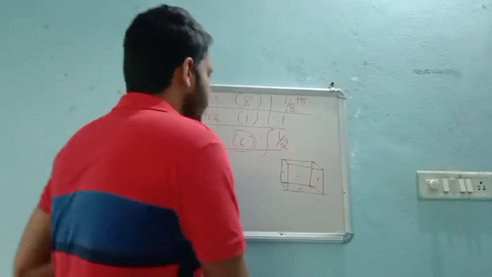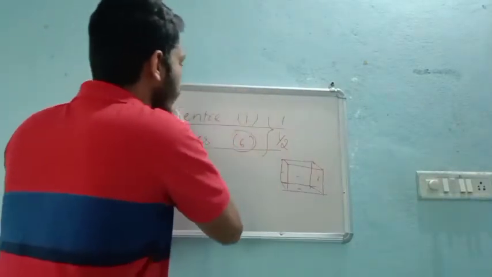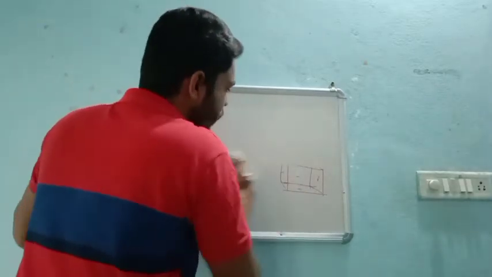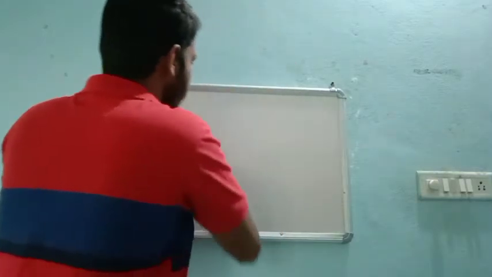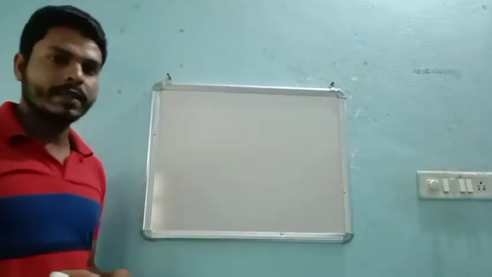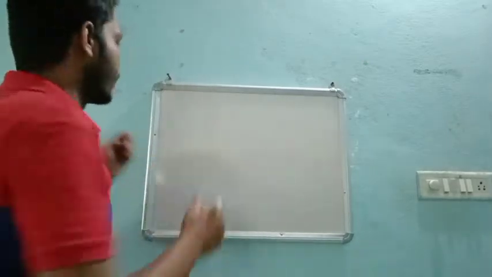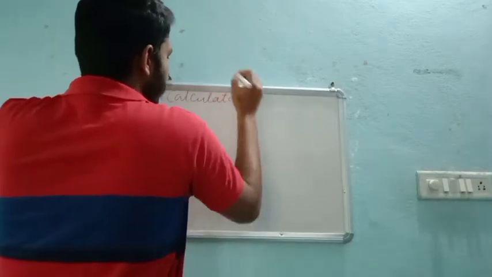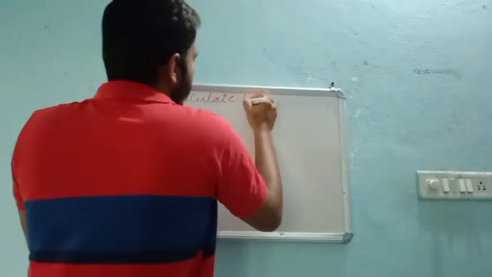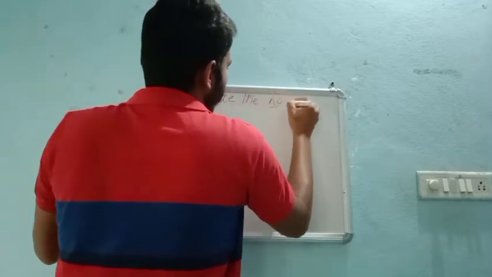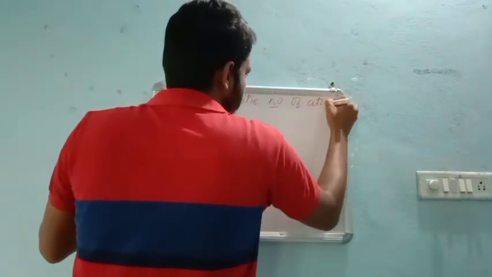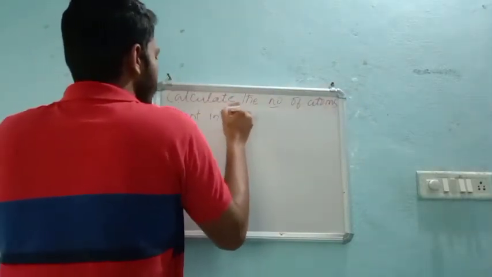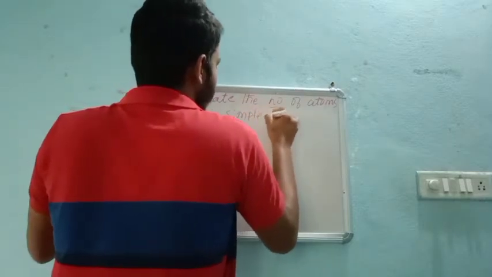After knowing these, we will move to a very important part, a compulsory question for our second year, right? Calculate the number of atoms present in a simple unit cell. The question will be like this: calculate the number of atoms present in a simple unit cell, and for this you will get 2 marks.